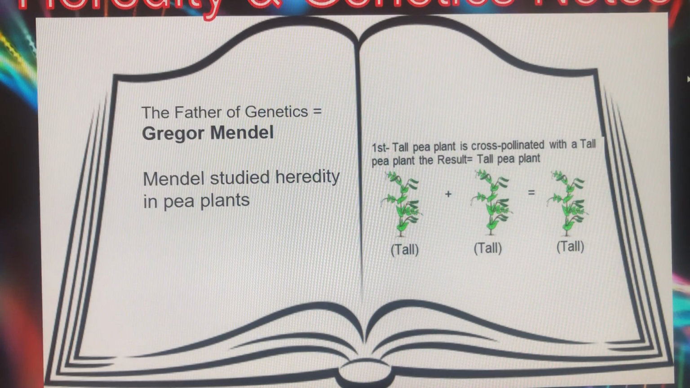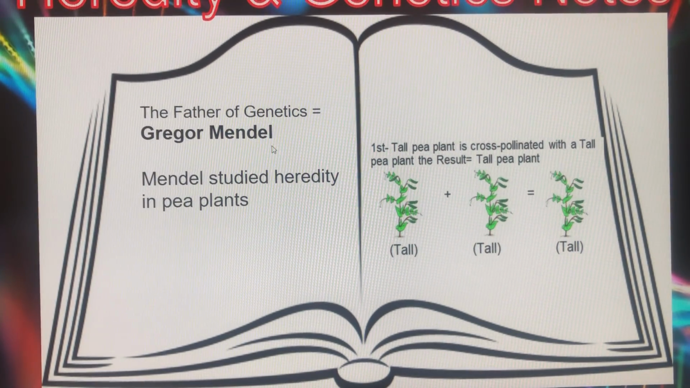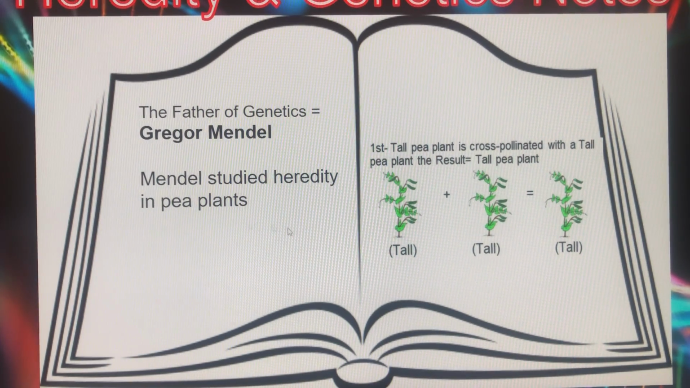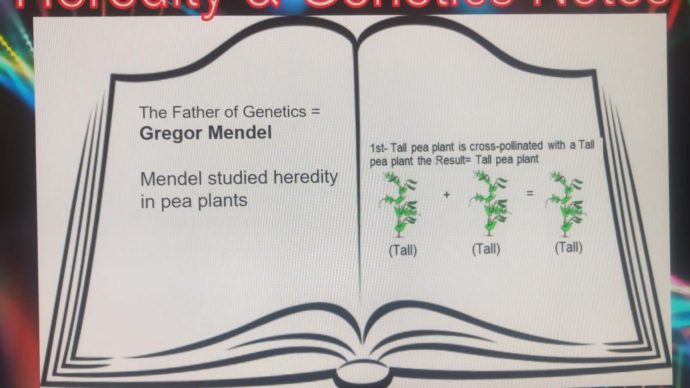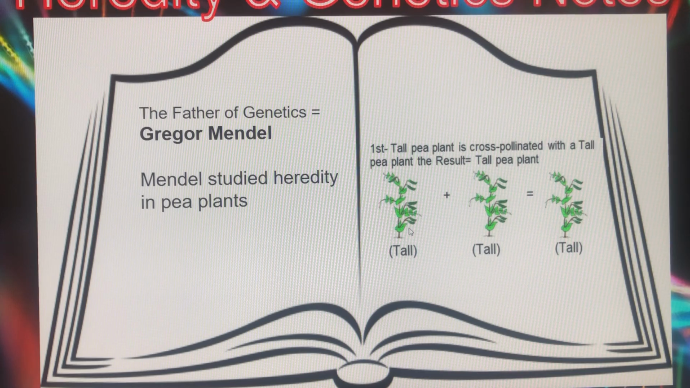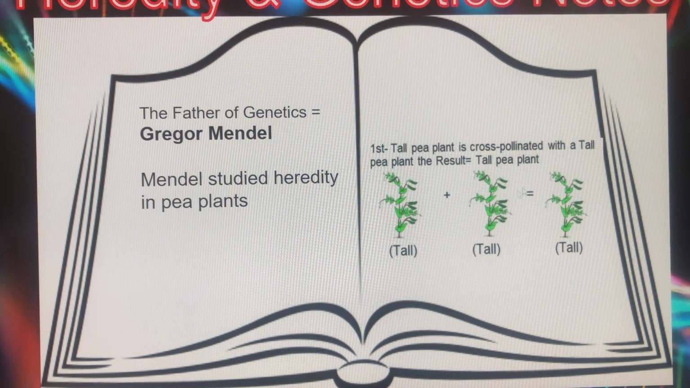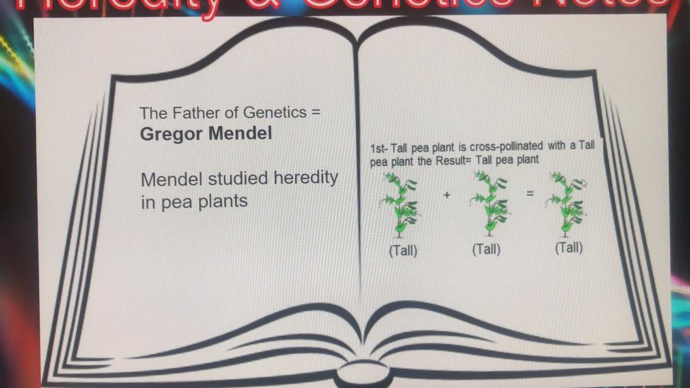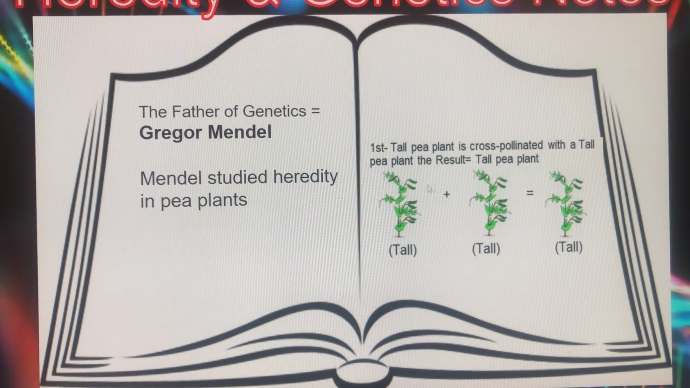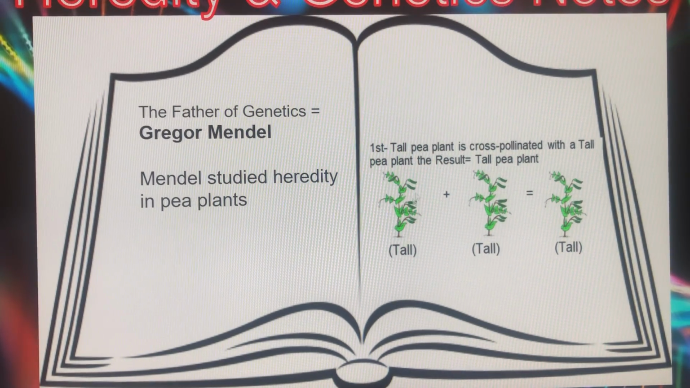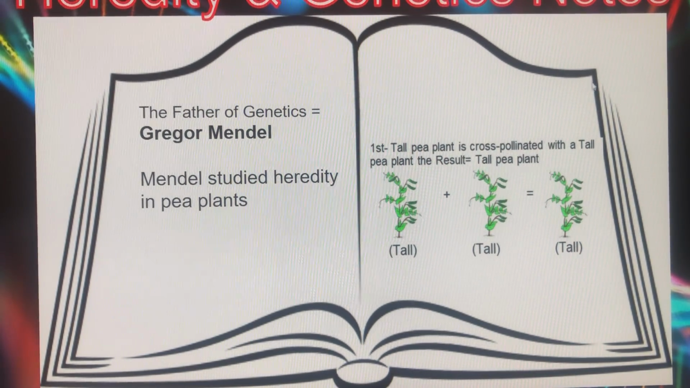Okay, for your ISN notes, we need to write out today that the father of genetics is Gregor Mendel. Mendel studied heredity in pea plants, okay? And please go ahead and write this down, that the first tall pea plant was cross-pollinated with another tall pea plant, and the offspring was another tall pea plant, okay? So we can see that the trait of the plant being tall was passed down from parent to the offspring.